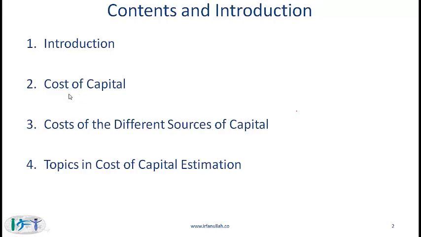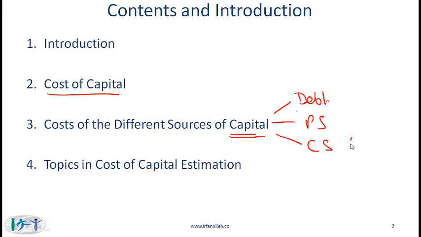In this reading, we will first discuss the cost of capital, what this means, and how to calculate the cost of capital. We then talk about the costs of different sources of capital, recognizing that there are three main sources of capital. One is debt, preferred shares, and common shares or equity. So we need to understand how to compute the cost of debt, cost of preferred shares, and cost of equity. We will then cover a few miscellaneous topics related to cost of capital estimation.